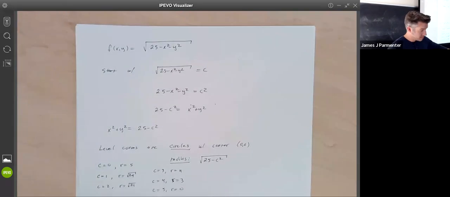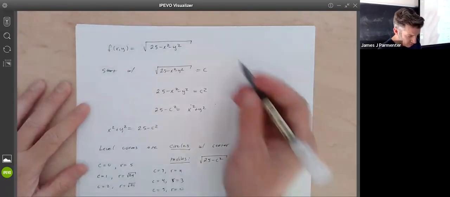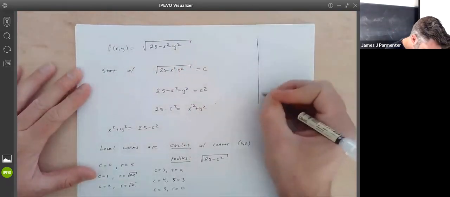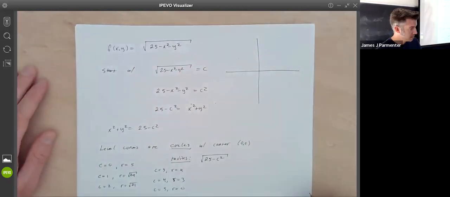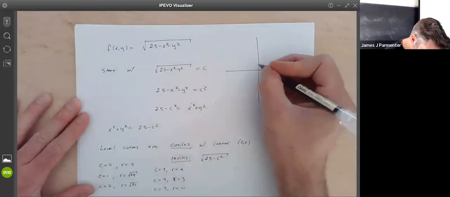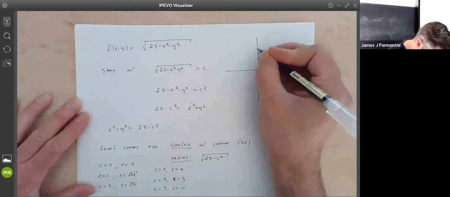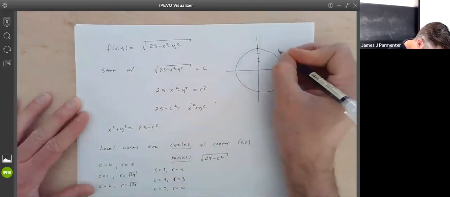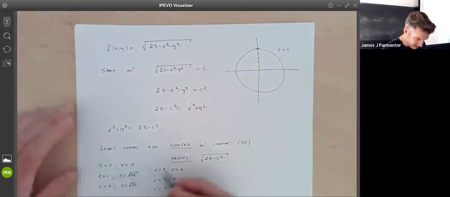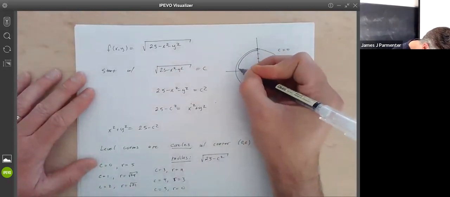So if I was going to try and graph this, I just get concentric circles, right? When c equals 0, my radius is 5. And then when c equals 1, my radius is just a little bit smaller.